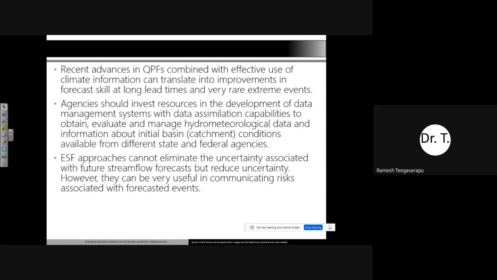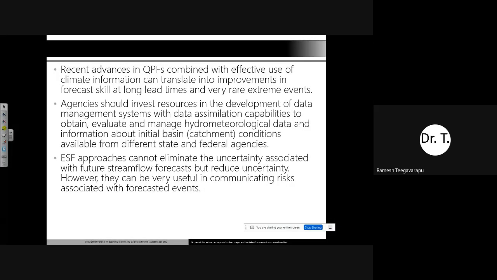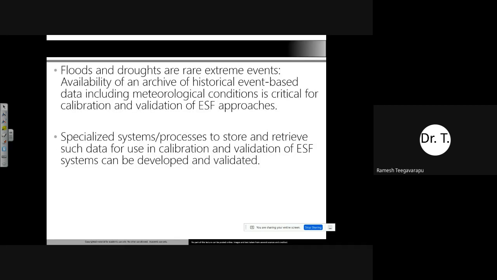We also need to invest resources. Now, data assimilation capabilities: when we say data assimilation, data which is available from different sources at different temporal intervals need to be assimilated so that we get one homogeneous data set. That's the whole idea of data assimilation. ESF approaches cannot eliminate the uncertainty associated with future forecasts, but reduce the uncertainty. Nobody can eliminate uncertainty; we can reduce it. They can be useful to communicate risks associated with forecast events. As I said, we can talk about probabilities as opposed to one deterministic single value.